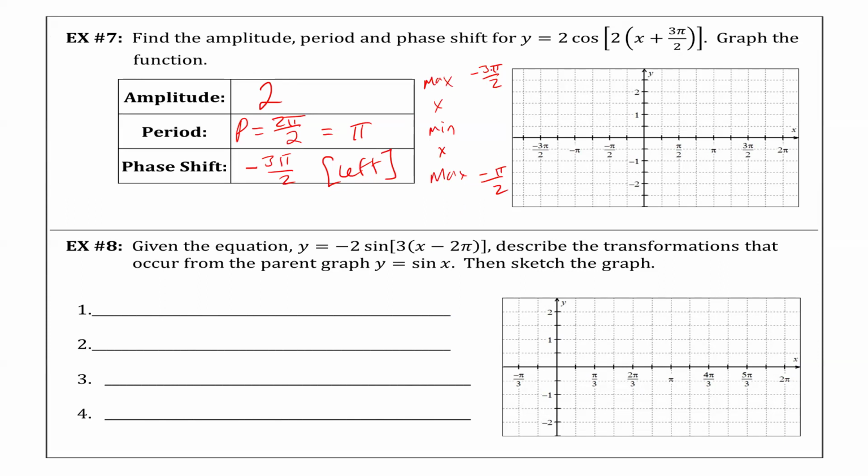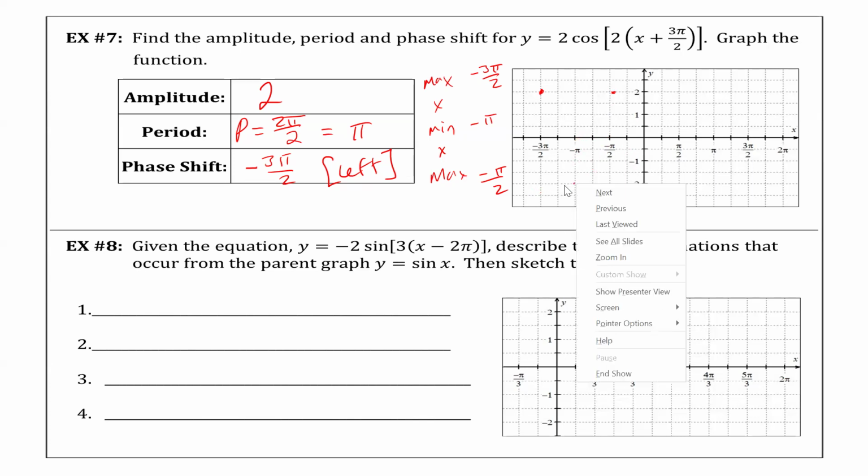And now I have to find the halfway point. Sometimes it's easier to just count it out once you know where you're at. My amp tells me how high I'm going to go. So at my max value, I'm going to be at 2, and both max values are at 2. My halfway point is going to be at negative pi over 2. So I know that my minimum is going to be all the way down here at negative 2.